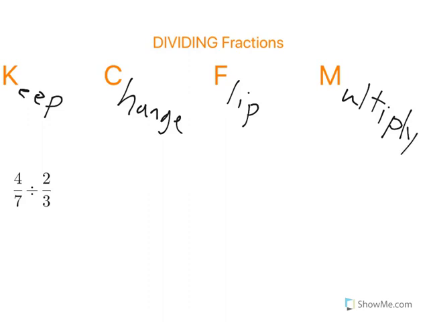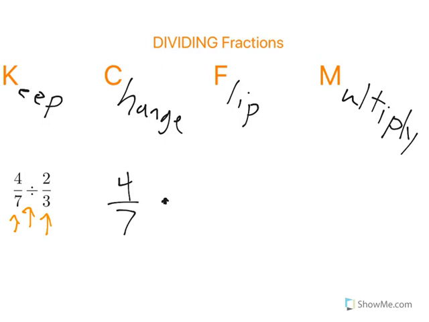Because we're going to change this division into a multiplication. We just saw that multiplication is really easy with fractions, so we want to change this division problem into a multiplication problem. So following this KCFM, it's going to represent each piece of our fraction. The first fraction, the operation symbol, then the second fraction, and then tells us what to do. So the first fraction we are going to keep. 4/7. We don't change that. Then the operation, we are going to change that into multiplication.